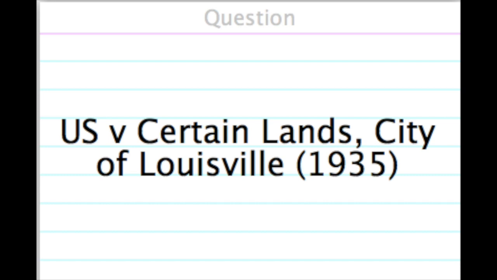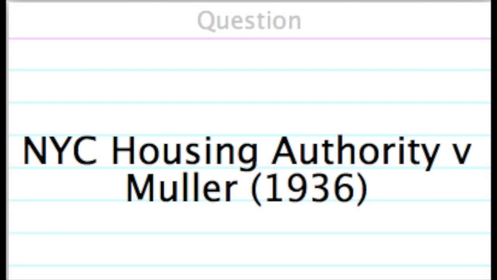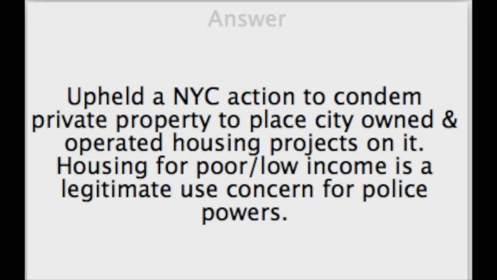1935 was the United States versus Certain Lands, City of Louisville. This case overturned a proposed U.S. government action to secure lands through condemnation for the purpose of cleaning slums under the National Industrial Recovery Act. Courts determined that the federal government has no police powers in local land use concerns. 1936 was the New York City Housing Authority versus Mueller. This upheld a New York City action to condemn private property to place city-owned and operated housing projects on it. Housing for poor and low income is a legitimate use concern for police powers.